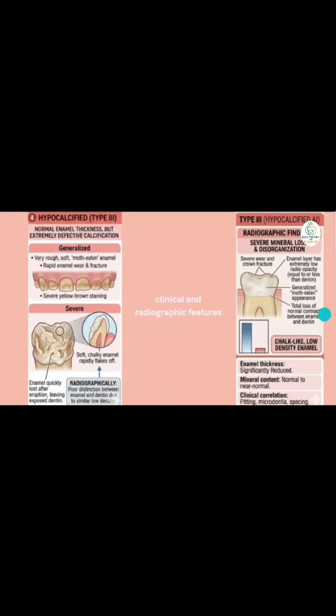Generalized moth-eaten appearance and total loss of the normal contrast between enamel and dentine. There will be no differentiation between enamel and dentine. We know that enamel is a more mineral-bearing structure, so it will be more radiopaque, and normally it should be more radiopaque than dentine, but in this case you cannot differentiate dentine from enamel because both have low mineral content and might be similar.